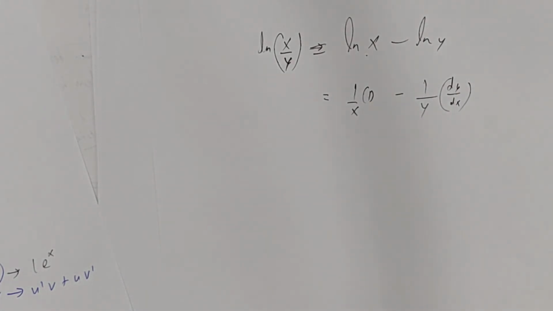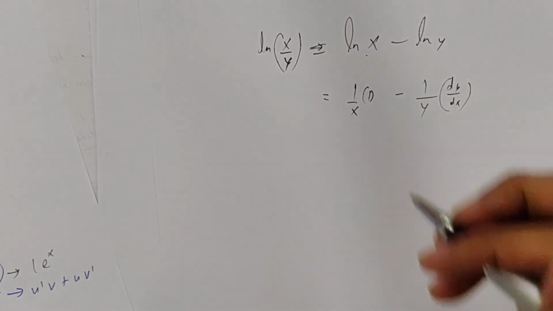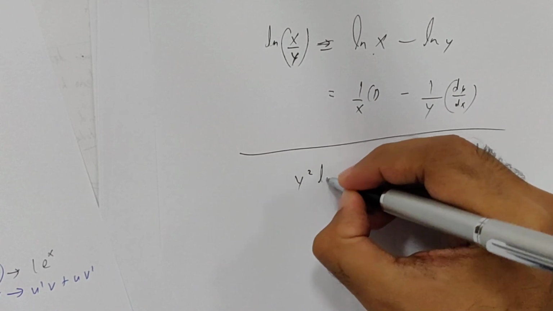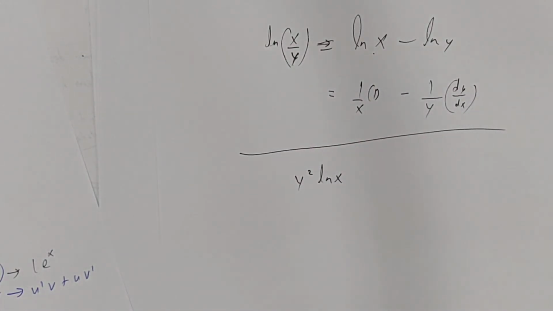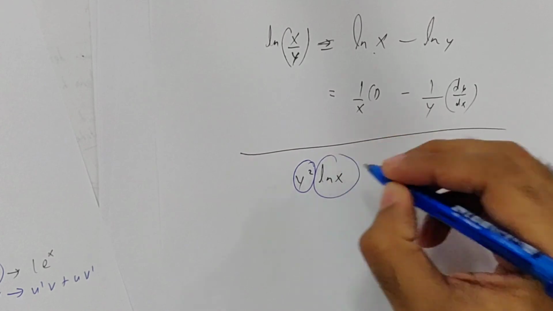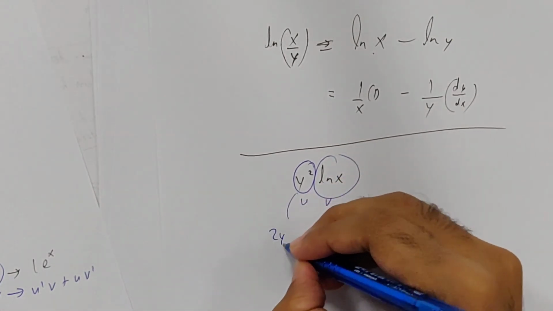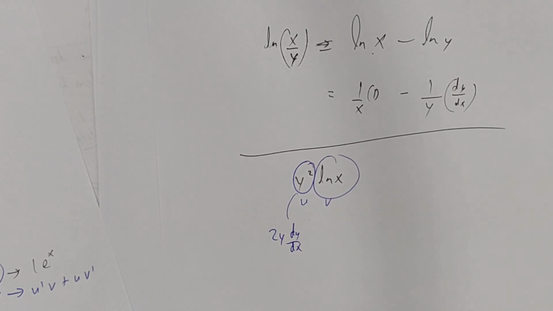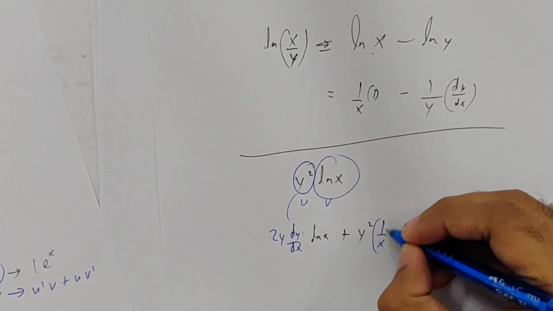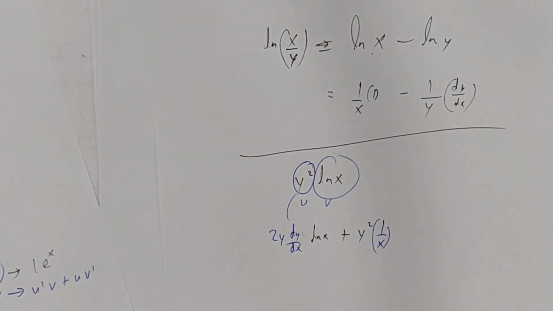Okay? Well, of course, the exam question is not going to be this easy. What about differentiating y squared ln x? Product rule. Why product rule? Two different elements. Differentiate y squared, times ln x, plus y squared times the derivative of ln x, which is 1 over x. Okay?